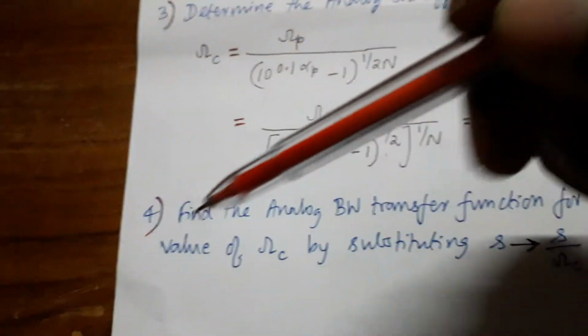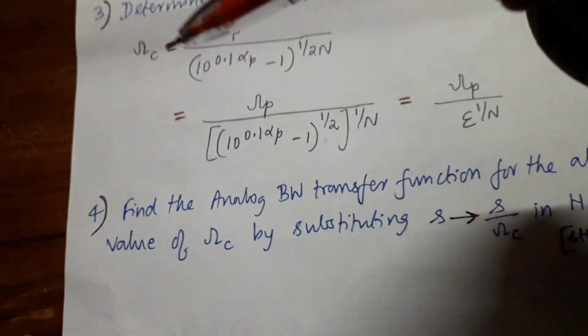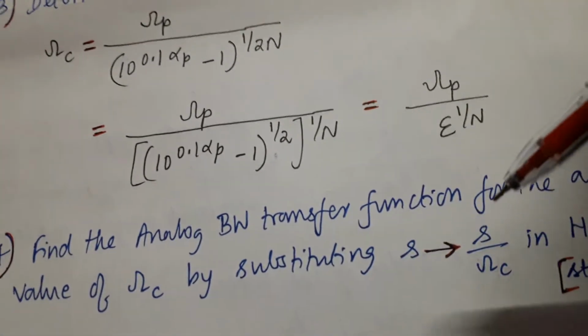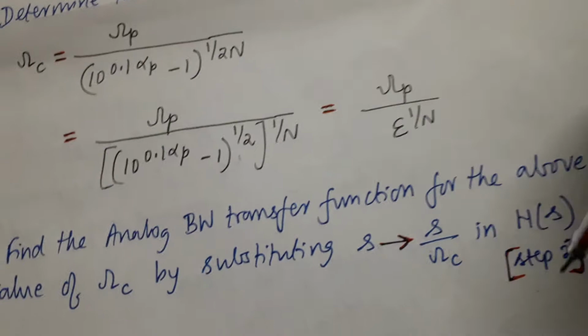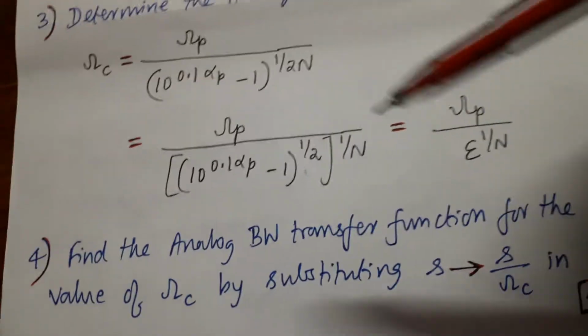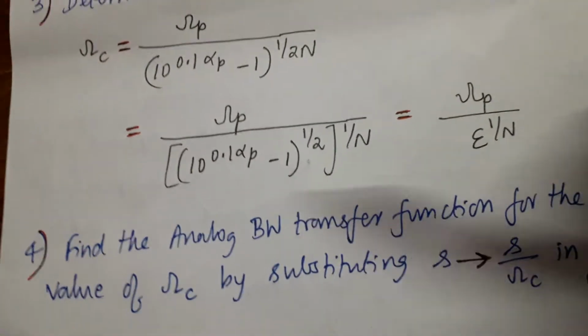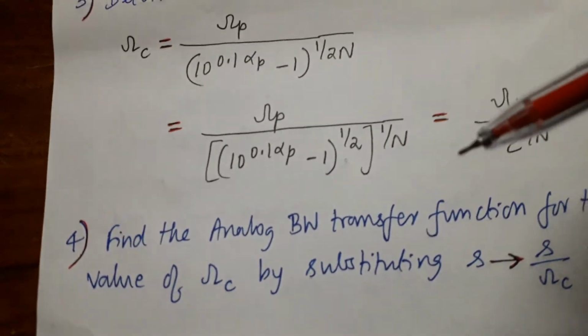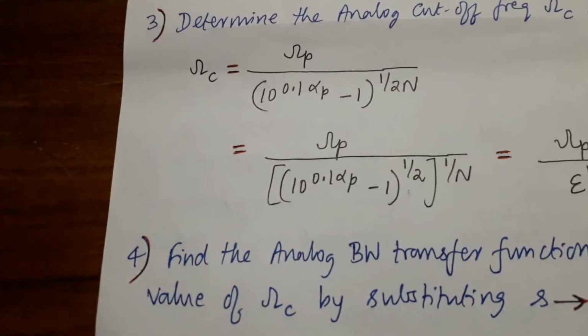The last step, H of s we got in step 2, right? In that, wherever s is there, you have to substitute s by s by omega c in H of s, which is in step 2. Omega c we have found here. Clear? This is the design of analog Butterworth IIR filter.